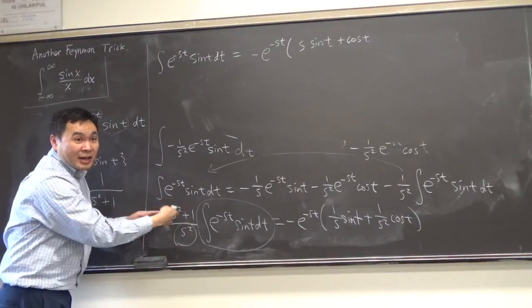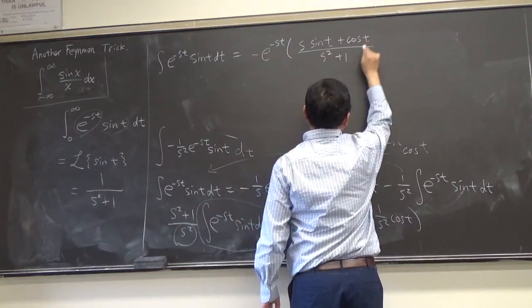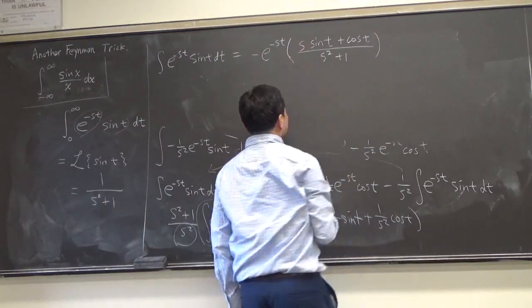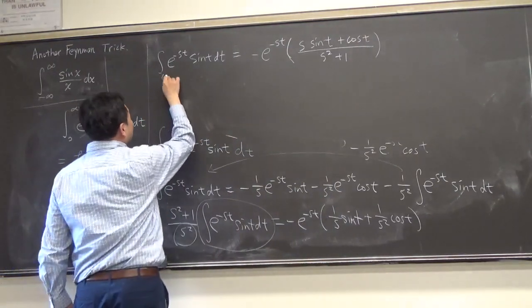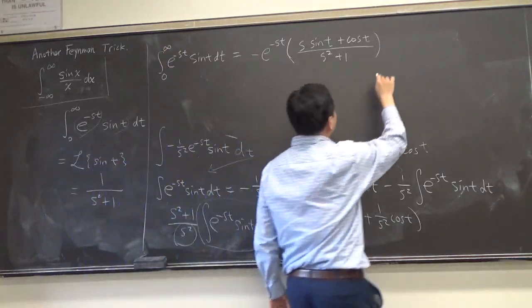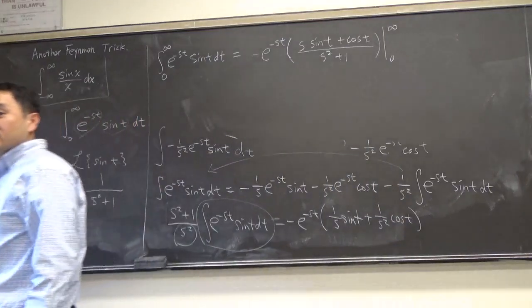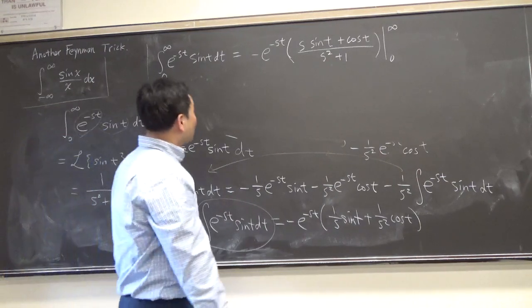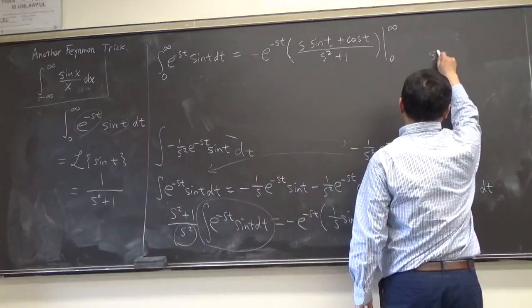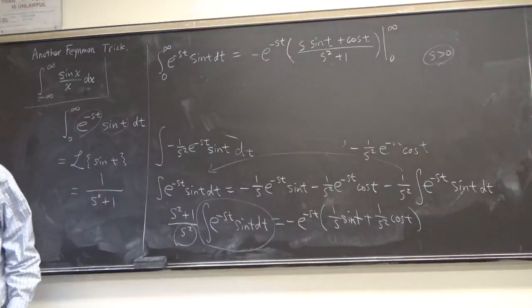But now you have to divide by s squared plus 1. So this entire thing would be divided by s squared plus 1. Okay? And now let's plug in the endpoints. So I want 0 here, infinity here. So you get infinity here and 0 here. Okay? So what? Well, first, I forgot to assume that s is some positive number, okay? And in fact, you're going to assume that s is some big positive number.